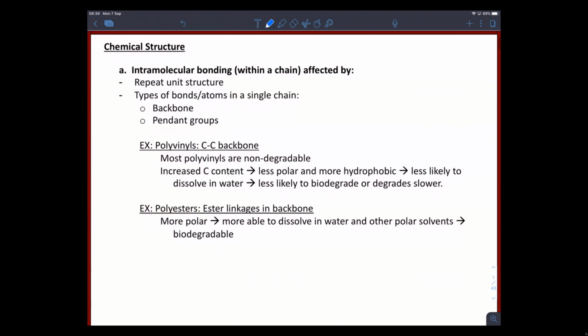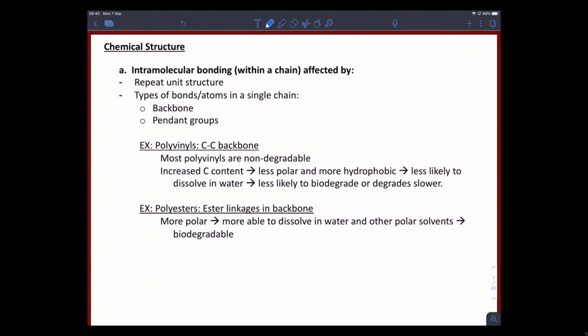So polyvinyls, you know now, have a carbon-carbon backbone. So most polyvinyls are non-degradable. They have increased carbon content, so they're less polar and more hydrophobic, meaning they're less likely to dissolve in water and less likely to biodegrade, or degrade slower. So by having that carbon backbone, we know that our polymers are not going to be able to degrade as easily.